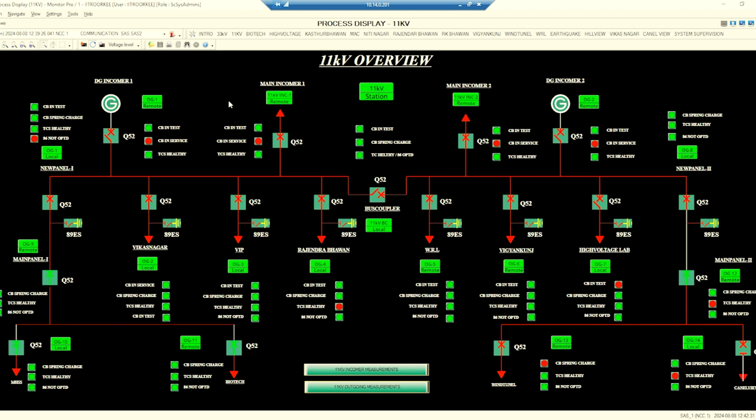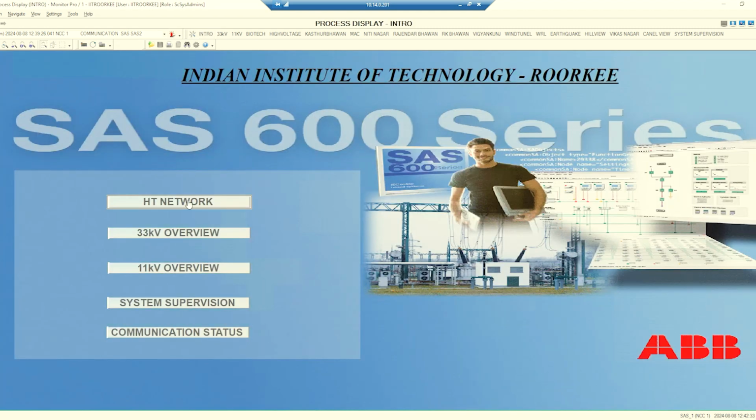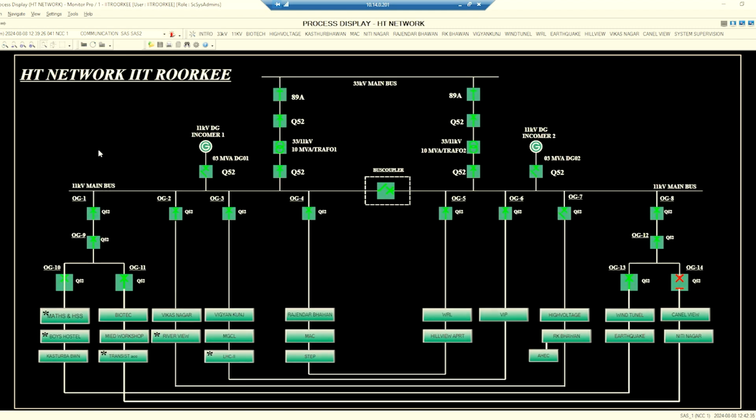Next, we move to the display of the HT network at IIT Roorkee, which provides a clear understanding of the network. All feeders are connected in a ring configuration, enhancing the reliability and continuity of power supply by creating a looped pathway that allows electricity to be routed in the event of a fault or during maintenance. This display also shows all 20 substations in the network.